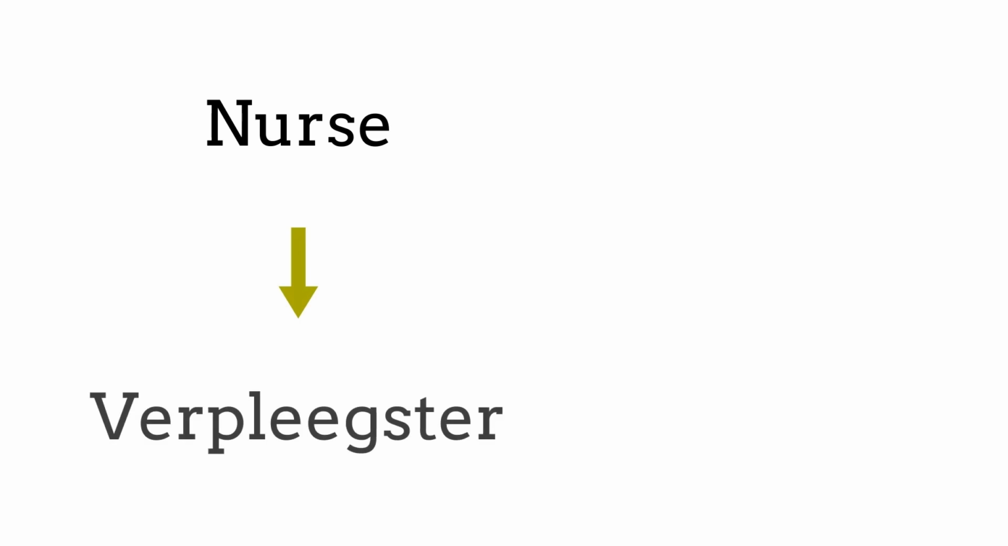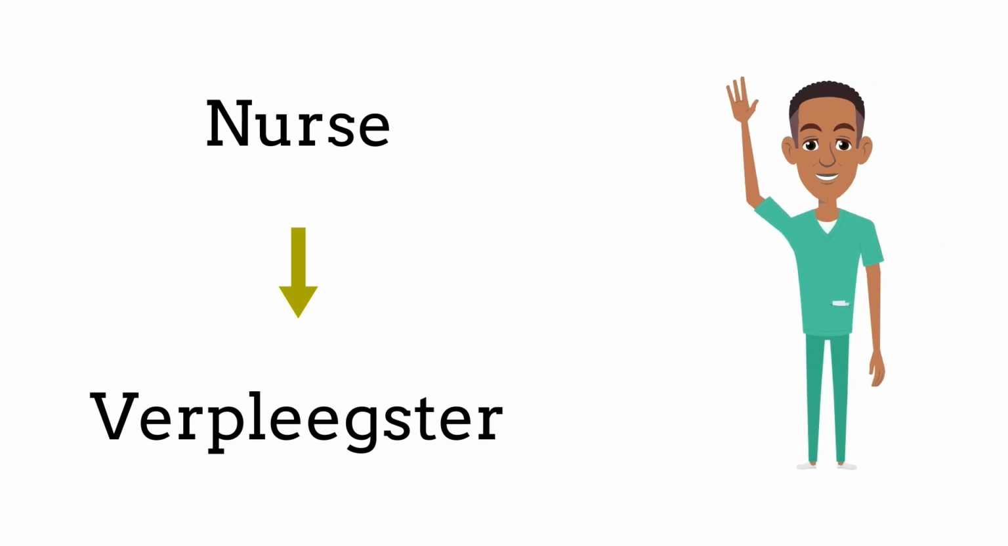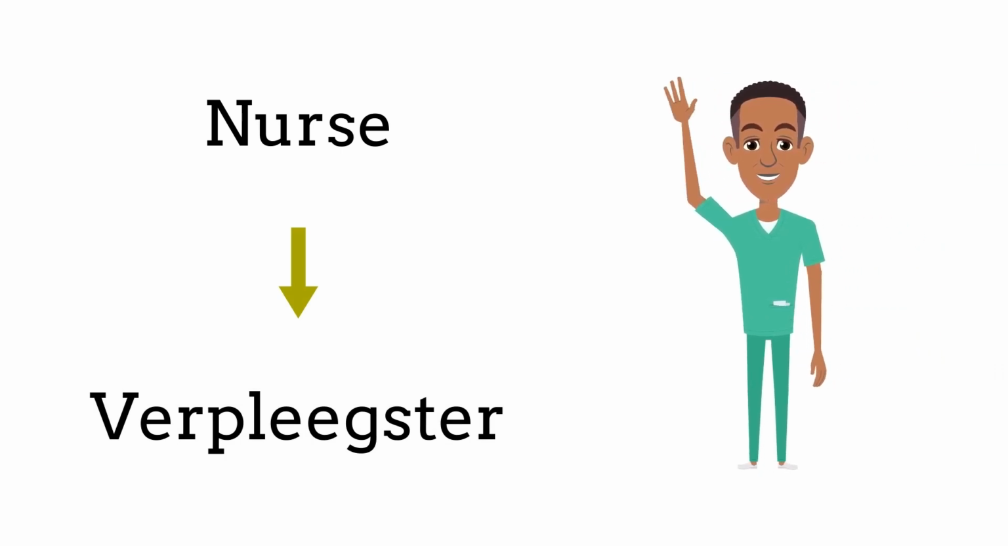Similar problems arise when translating from neutral into gendered language. For example, the English nurse always translates into the Dutch verpleegster, a feminine form, even when it is specified that the nurse is a man.